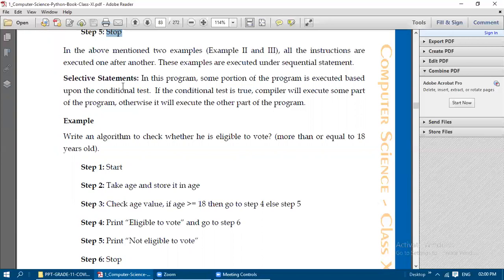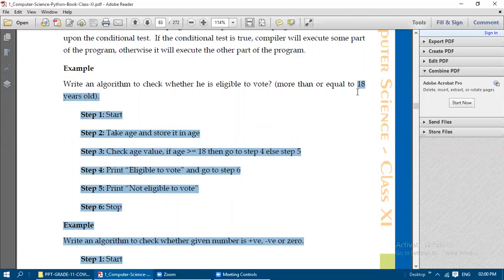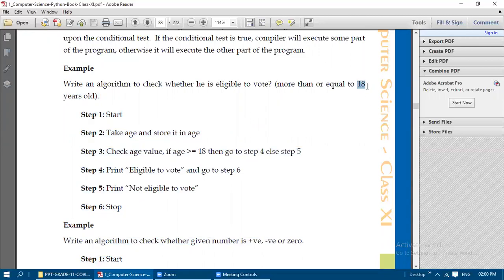The first step is start. The second step is take age and store it in age. We need only one input value here, because we need to check only the age of the person. According to the age of the person only, we are going to execute the two statements, one is the true part and another is the false part. After checking the age value, the condition is age greater than or equal to 18, so it should be equal also or greater than 18 also.